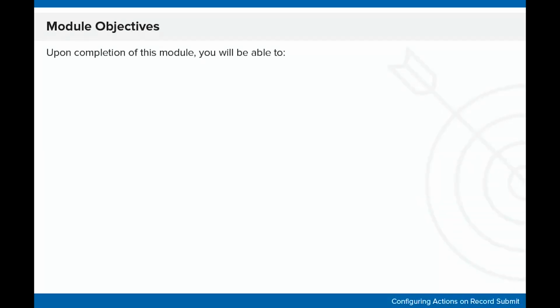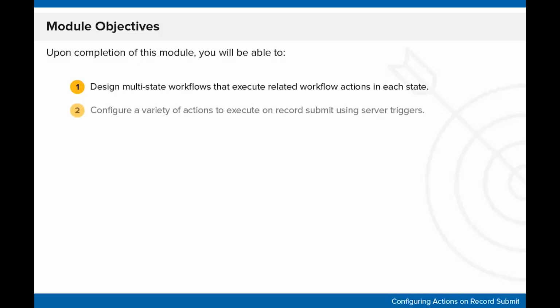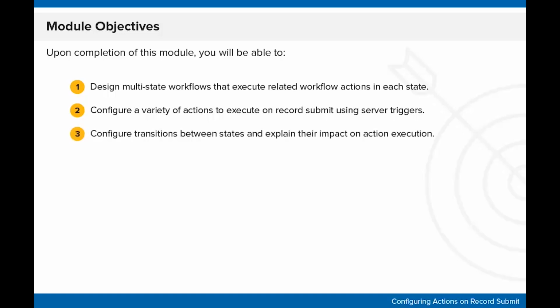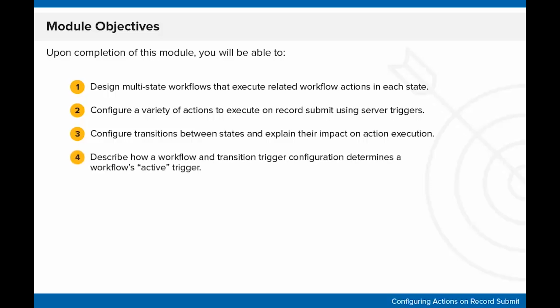Upon the completion of this module, you will be able to design multi-state workflows that execute related workflow actions in each state, configure a variety of actions to execute on record submit using server triggers, configure transitions between states and explain their impact on action execution, and describe how a workflow and transition trigger configuration determines a workflow's active trigger.